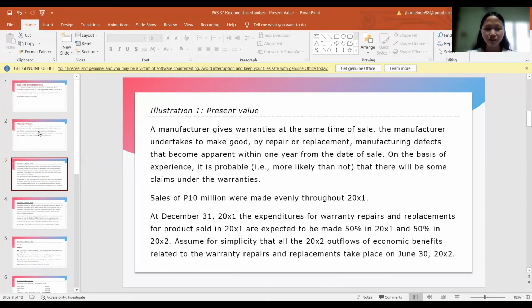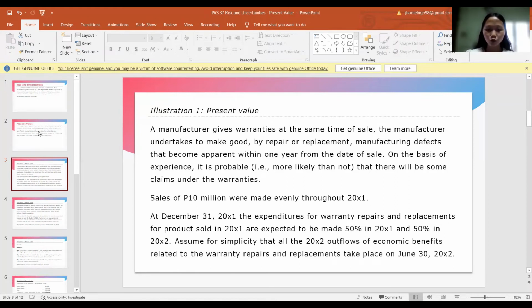Illustration 1. Present value. A manufacturer gives warranties at the time of sale. The manufacturer undertakes to make good by repair or replacement manufacturing defects that become apparent within 1 year from the date of sale. On the basis of experience, it is probable, more likely than not, that there will be some claims under the warranties. Sales of 10 million pesos were made evenly throughout 20X1.